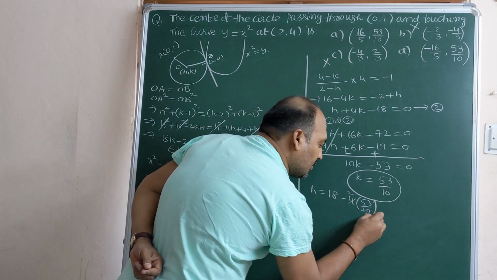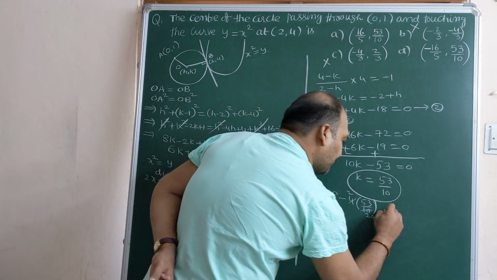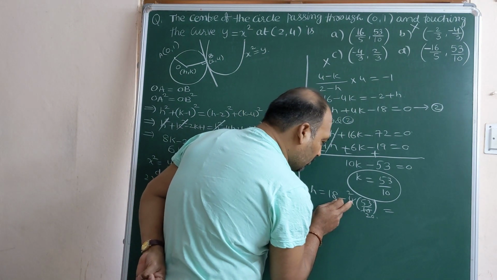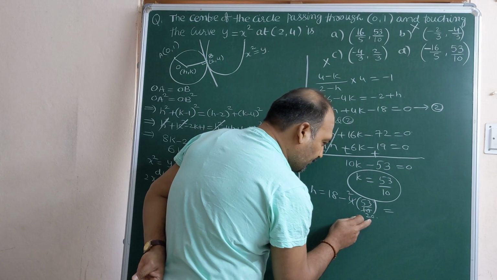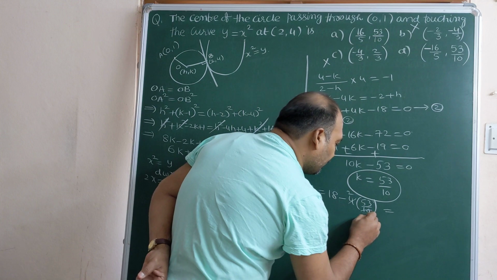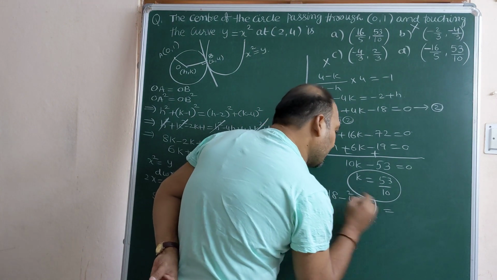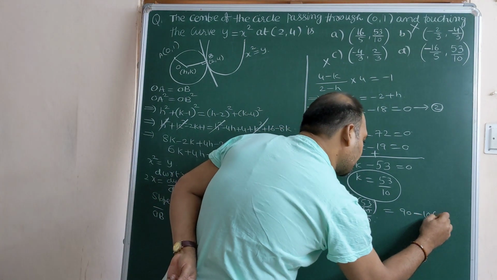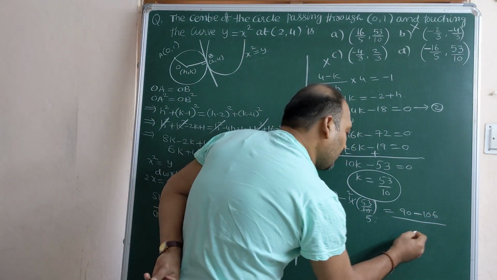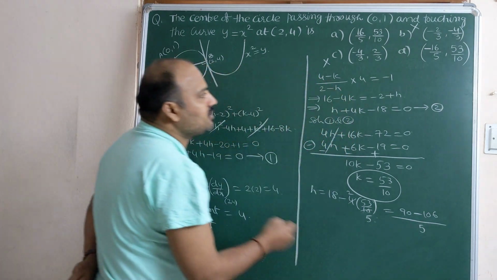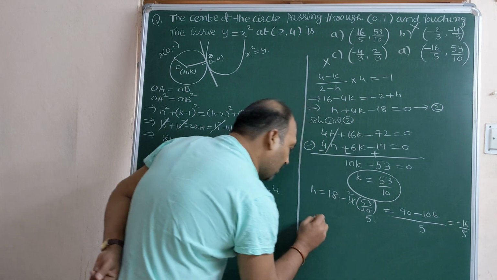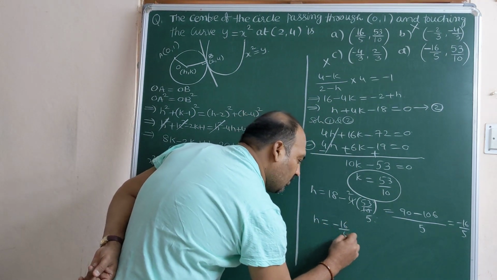4 times 53 by 10, that is 2 times 53 by 5. So 18 fives are 90, minus 53 into 2, that is 106 by 5. 90 minus 106 means minus 16. So therefore h is equal to minus 16 by 5.